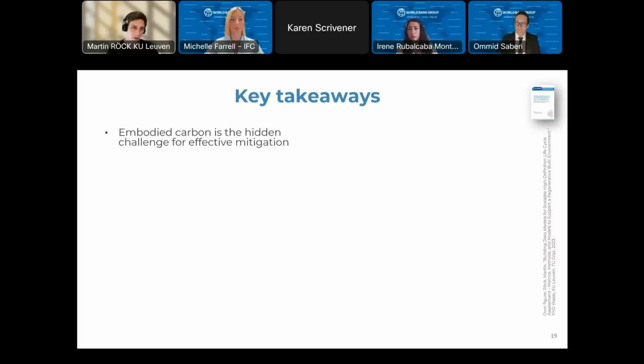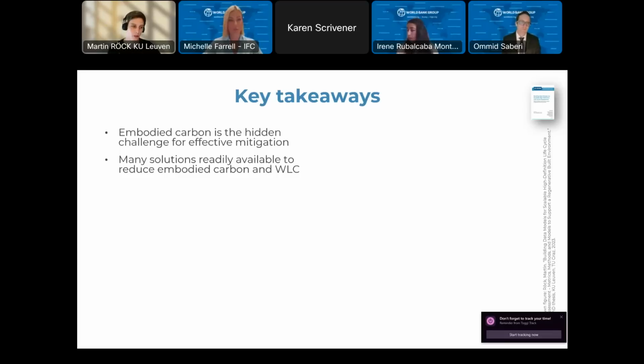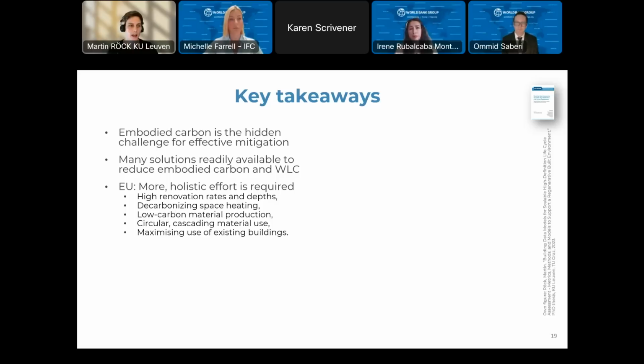The embodied carbon is the hidden challenge for effective climate mitigation, as I showed in the very beginning. It's mostly due to the upfront embodied carbon spike and the fact that it takes more than 3 decades for embodied carbon and operational carbon to actually break even, at least for new, advanced, highly energy efficient buildings. However, many solutions are readily available to reduce embodied carbon and also to reduce whole life carbon, also to reduce operational carbon emissions. And those really need to be deployed.